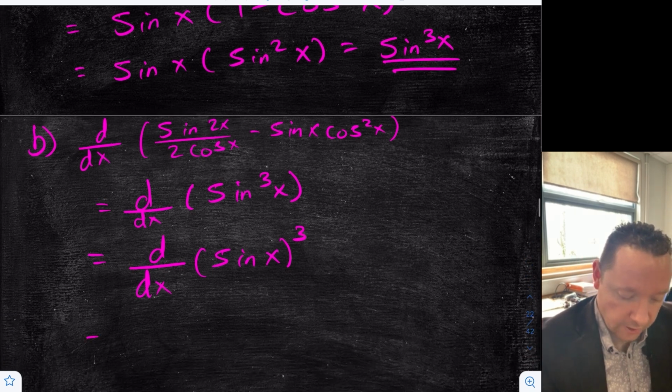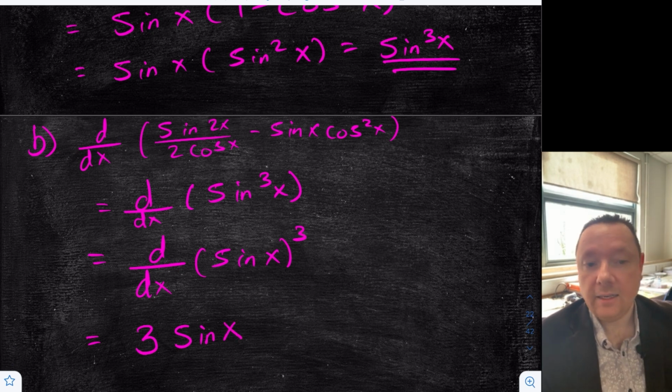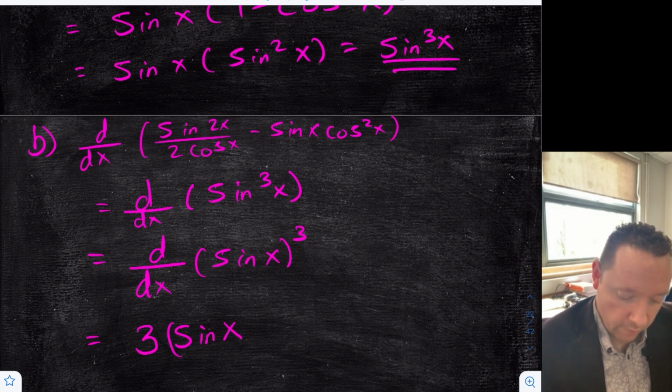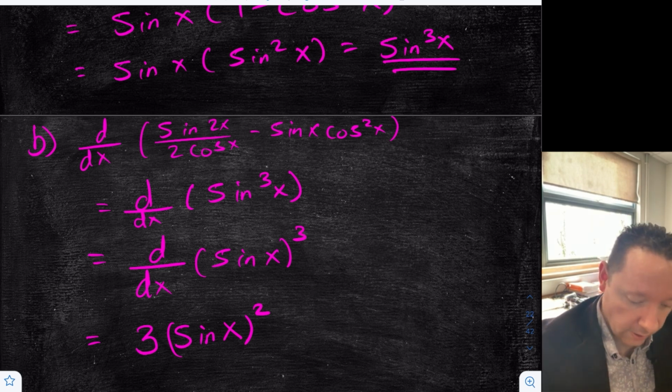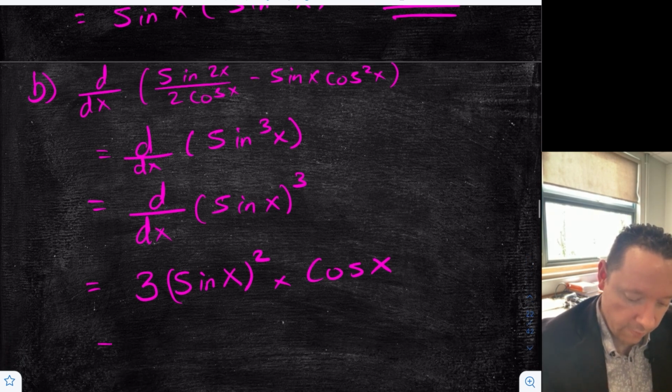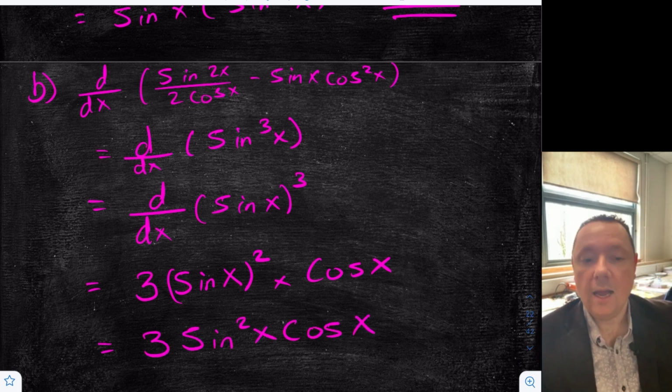So the chain rule says I take the power down to the front, I leave the function alone, so it's sine x. And then I take 1 away from the power, so that's squared. But then I need to differentiate the inner function, which is sine x. Check the start of the exam paper, sine x goes to cos x, so times by cos x. Tidying that up, that's 3 sine squared x cos x, and we're done there.